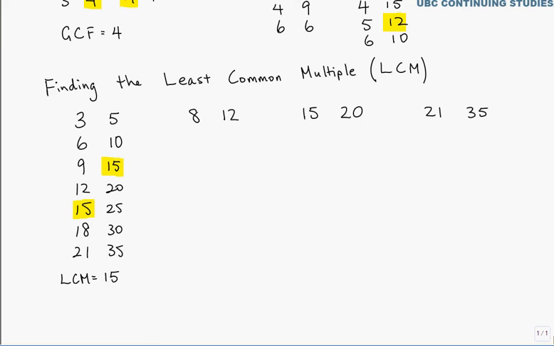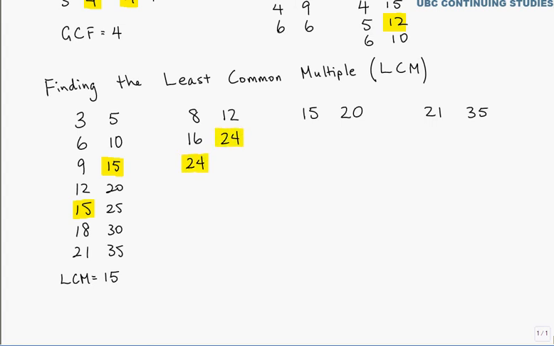Let's try it again for 8 and 12. Well, let's list the multiples of 8. 8, 16, 24. Looking ahead, you realize you probably don't need to go any further than that because 24 is also a multiple of 12. And we don't even need to write the next one, 36.